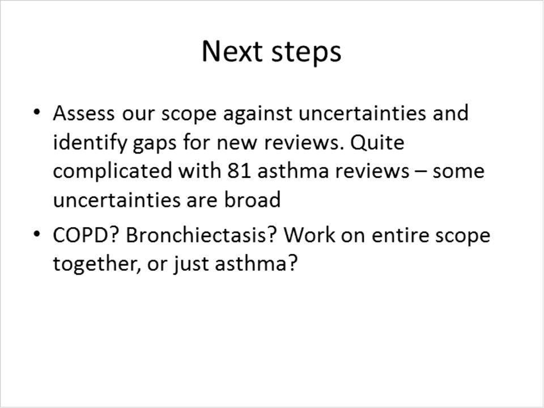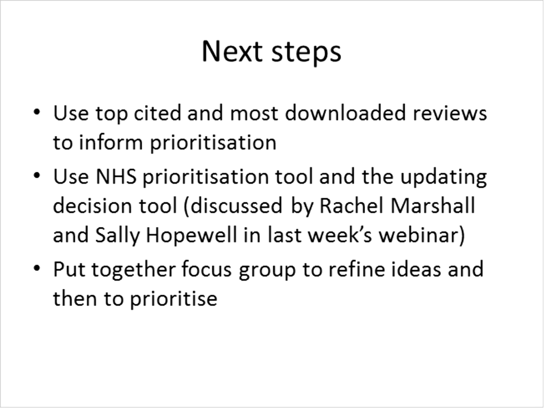So what are the next steps? Our next steps are to assess our scope against uncertainties and to identify gaps for new reviews. This is quite a challenge with 81 asthma reviews, and some of the uncertainties are very broad. But we're not only concerned with asthma within our group, we also have many disease areas, including COPD, where we have around 60 reviews. So questions we're currently grappling with are, do we work on our entire scope together, or just asthma, to start off with?